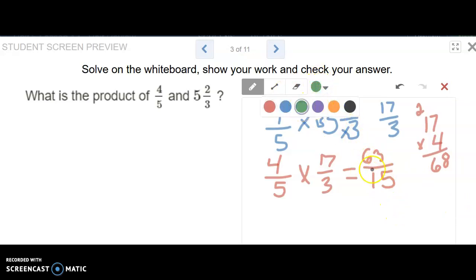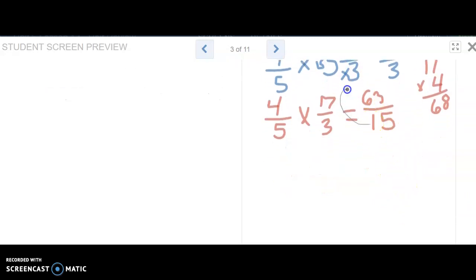I need to simplify. So I'm going to think, well, how many times can 15 go into 68? Well, let me think of my 15 facts. 15 times 2 is 30. 15 times 3 is 45. 15 times 4 is 60. Ooh, I think I can do it 4 times. So 4 whole times. So that means 4 times 15 is 60. So I'm going to take away 60. And I'm left with 8 over 15.